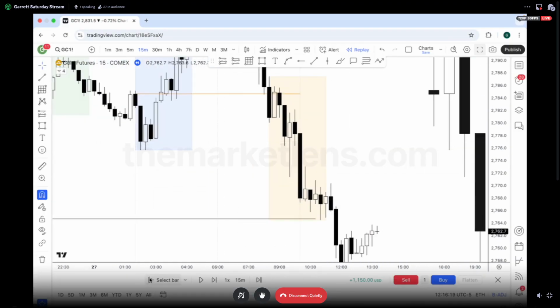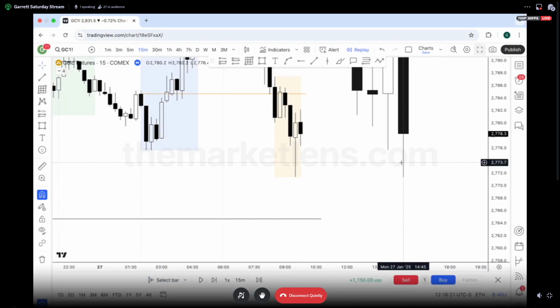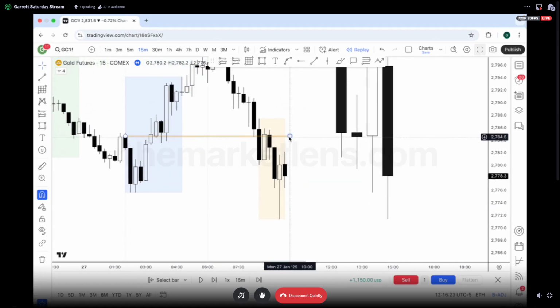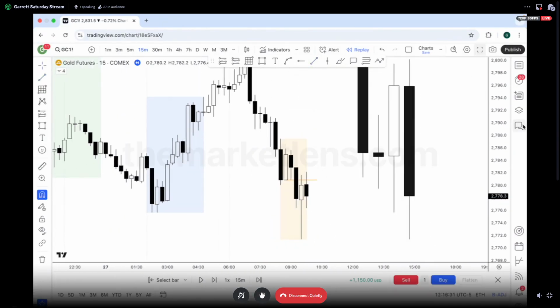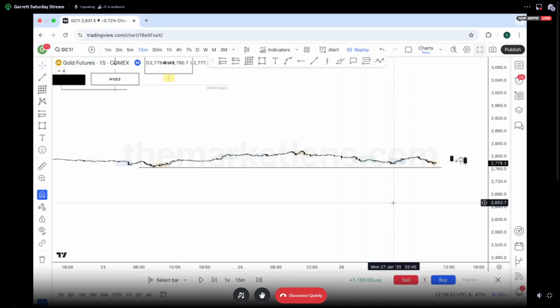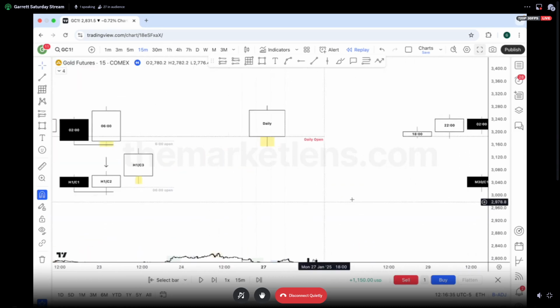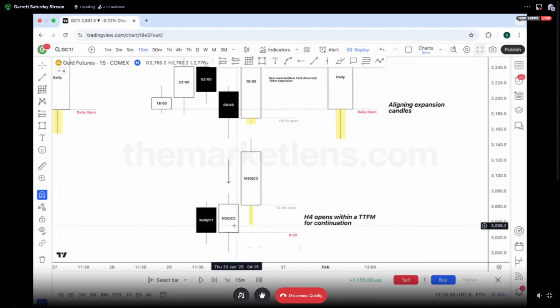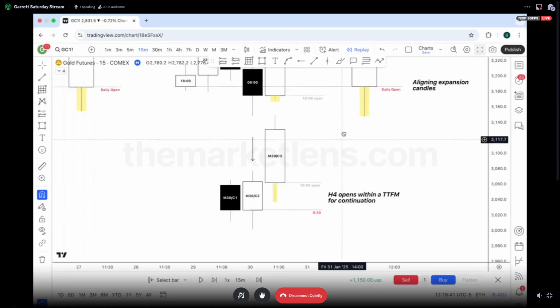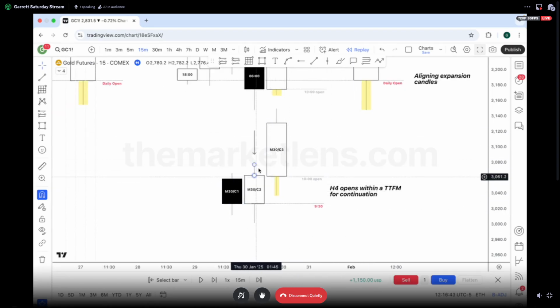Right. So what model do we have prior to the open of this candle? We have a 15-minute fractal model from a key level, right? So this is that example of price forming that fractal model. Prior to the open, this is exactly what you see, right? We're opening it inside of a fractal model.